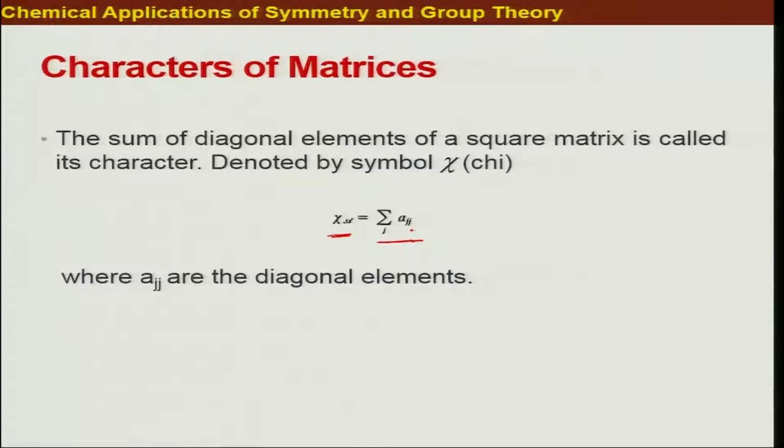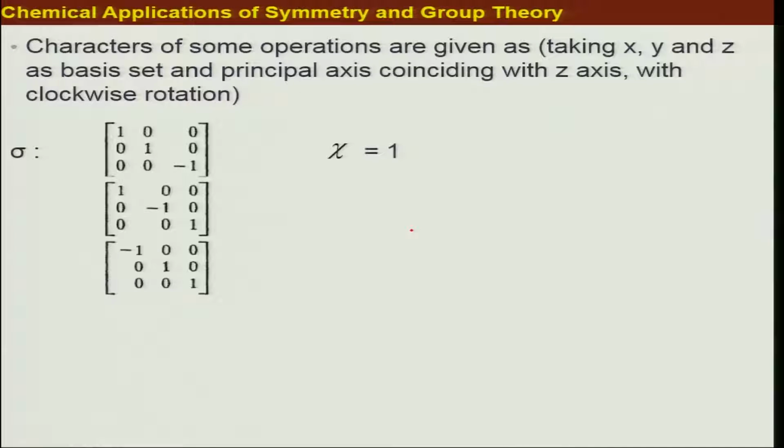Now, let us look at some of the characters of the different representations that we can form. Some of these matrix representations for sigma planes we have already seen in the earlier part of this lecture. If you look at each one of these matrices, this is xy, xz, yz. Okay. So, when we sum all these diagonal elements, what do we get? 1 plus 1 minus 1 equals 1. Here again 1 minus 1 plus 1 equals 1, and here also minus 1 plus 1 plus 1 equals 1. So, for all these three different representations of the three different sigma planes, sigma xy, sigma xz, sigma yz, they have the same characters. This is something which you should note.